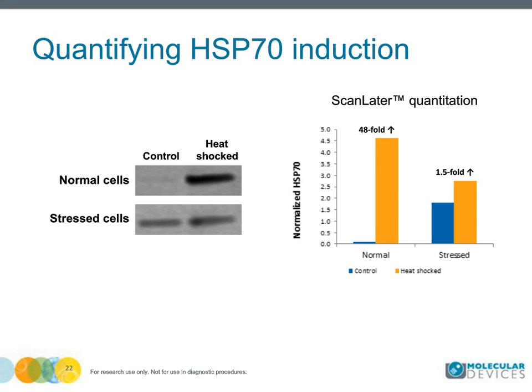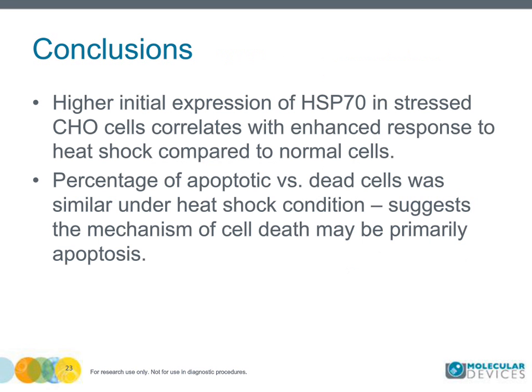Okay. So the conclusions that we're drawing, again, are that higher initial expression of the HSP70 in the stressed CHO cells would correlate with an enhanced response to heat shock compared to the normal cells. We also saw that the percentage of apoptotic versus dead cells was pretty similar under heat shock conditions, and that's suggesting the mechanism for what's happening to the cells may be primarily through apoptosis rather than necrosis or other death pathways, but those can be further investigated on our i3 system.